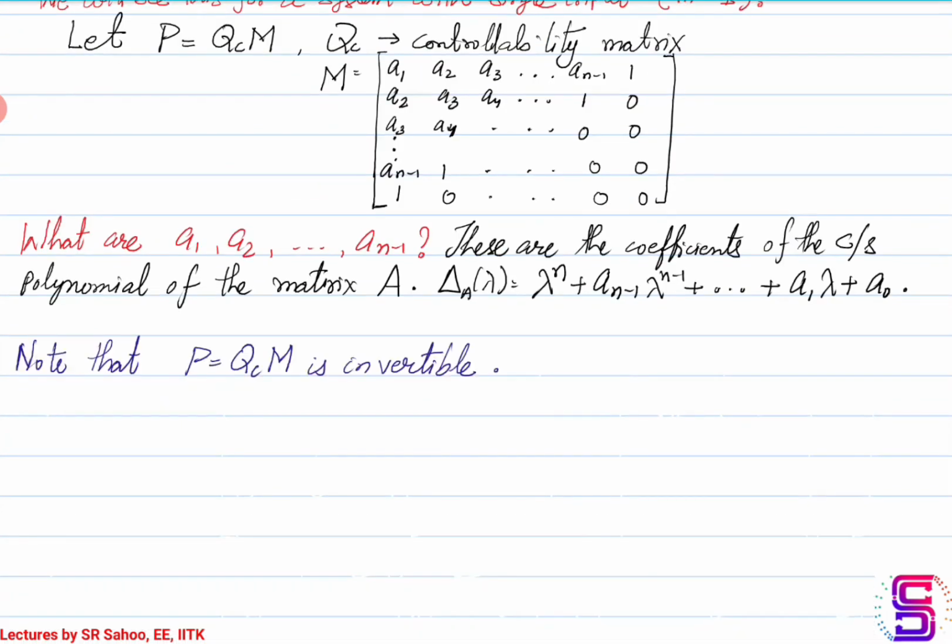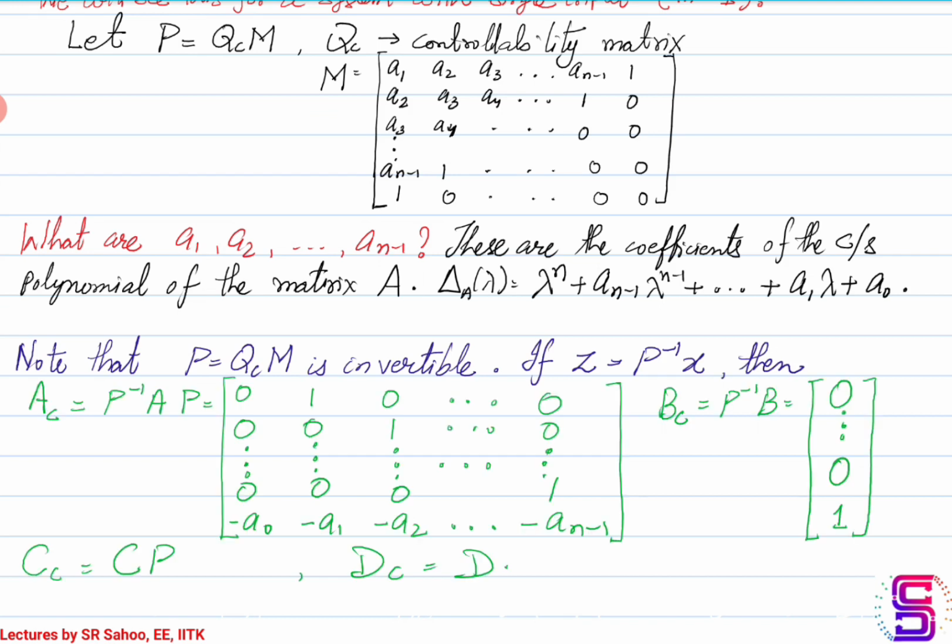Now QC is invertible because the system is controllable. It can be verified that M is also an invertible matrix, which makes the product of QC and M, and thus P, an invertible matrix. Now suppose there is a state vector z which is related to the given state vector x as P inverse x. If we do so, then the state space representation using the vector z will be of this form.